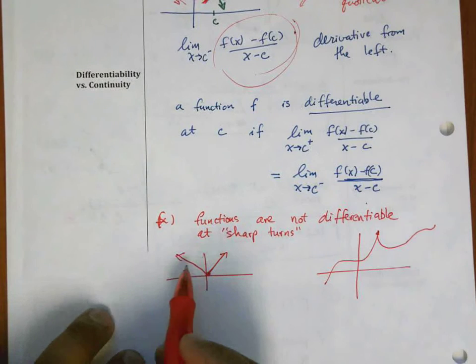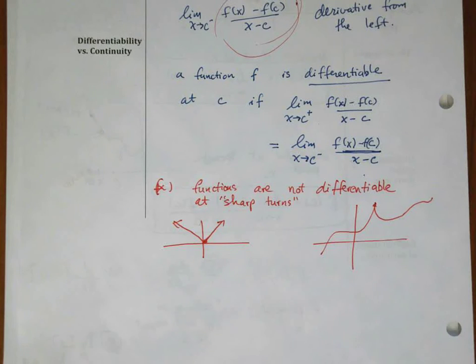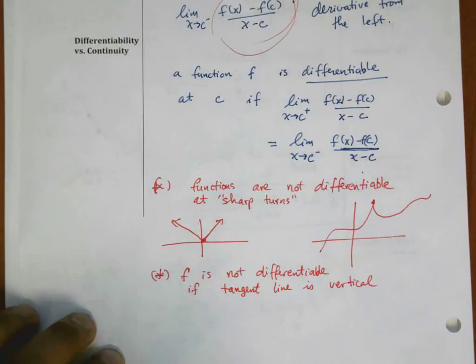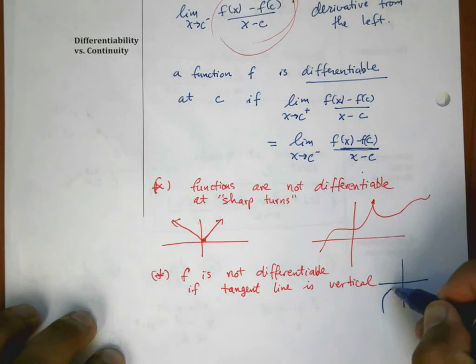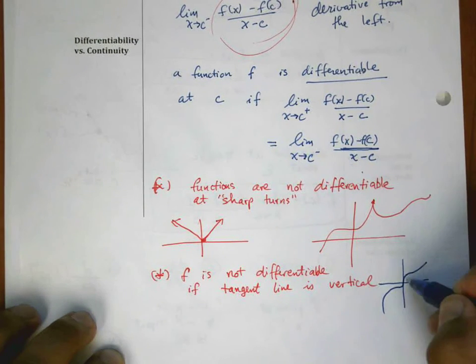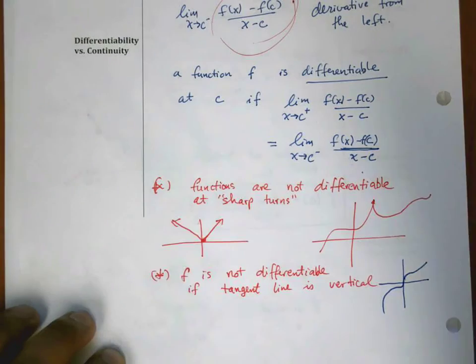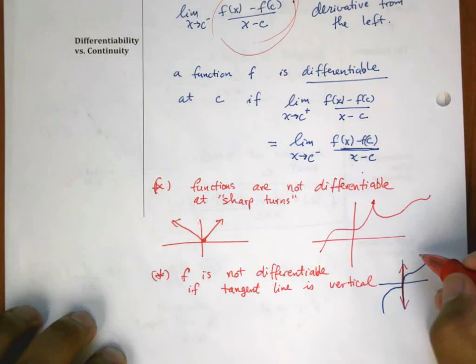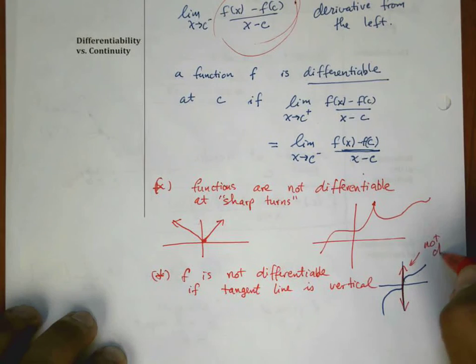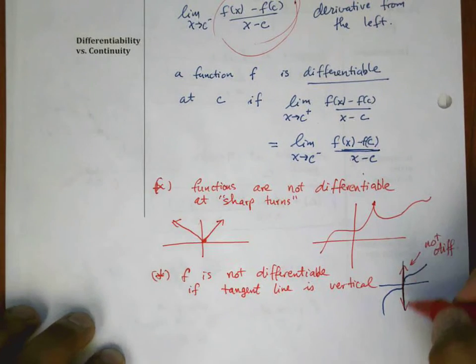Next, if you have a tangent line that is vertical, that would also mean that it is not differentiable. So if you had some sort of graph where, say, you get something like this, and then suddenly it goes sharp, and it continues on, the fact that you have a vertical line right here means this is not differentiable, because the slope of that line is undefined. It's infinite.